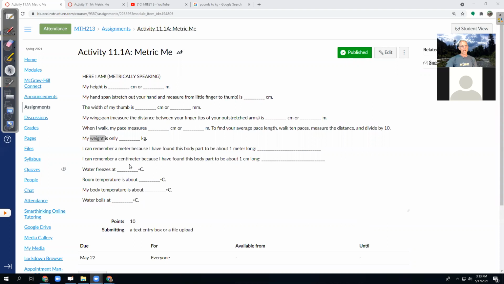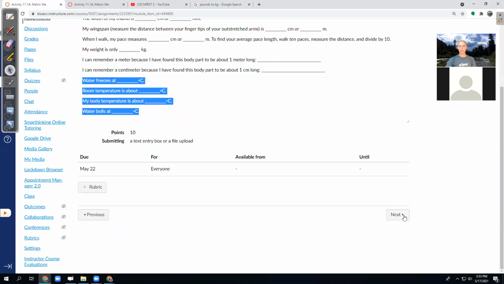And then just some side notes for yourself. When does water freeze? What is room temperature? What is body temperature in Celsius? When does water boil? At what temperature? So this is the starting point for the assignment. So you're going to measure this stuff. These things I kind of gave you. You can look them up.